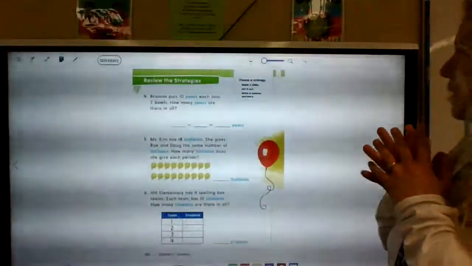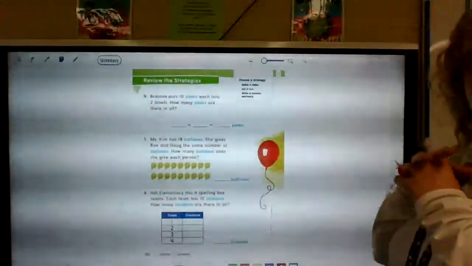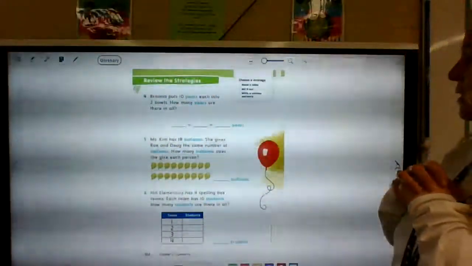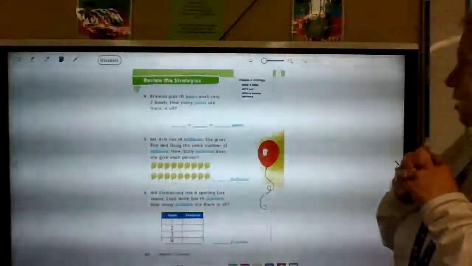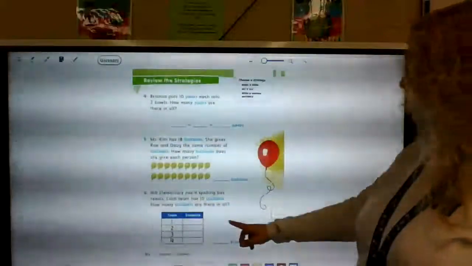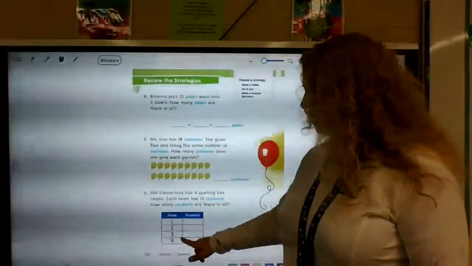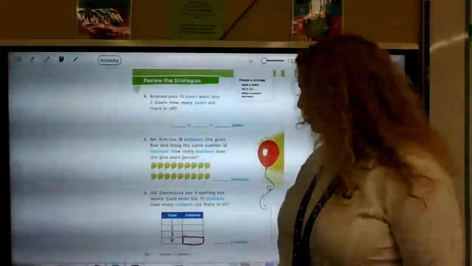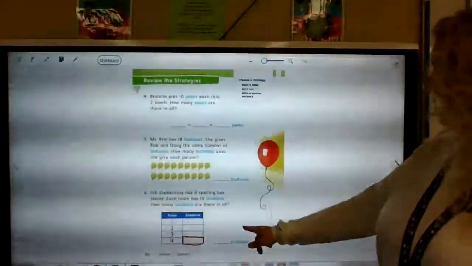All right, number 6. Hill Elementary has 4 spelling bee teams. So 4 teams. Each team has 10 students. How many students are there in all? So they started your chart. 1 team, 2 teams, 3 teams, 4 teams. How many students are in 4 teams total? That answer goes in there. Fill your chart, get your answer.